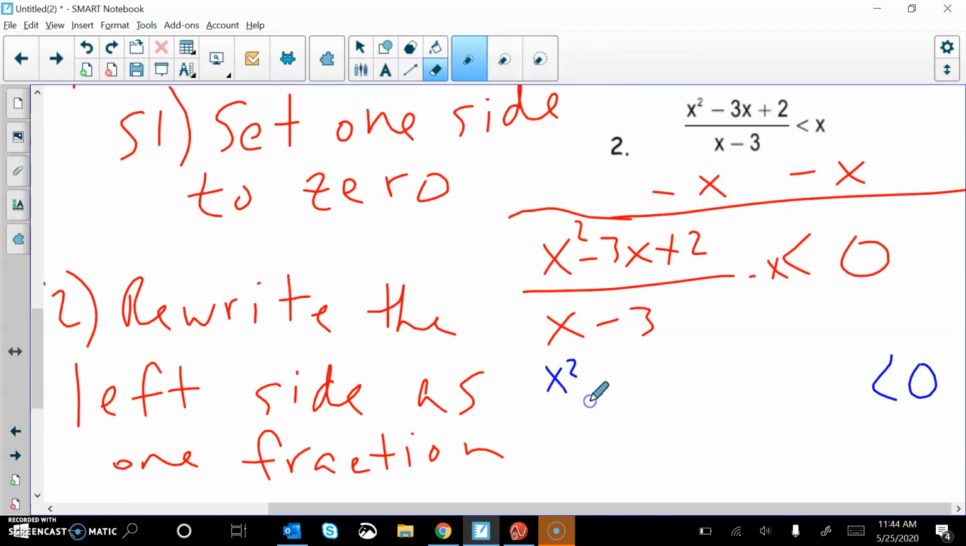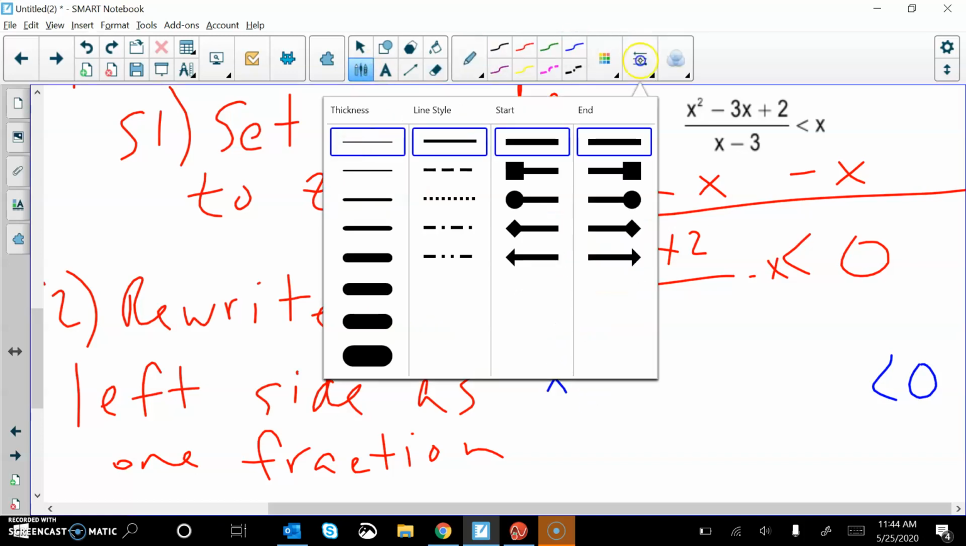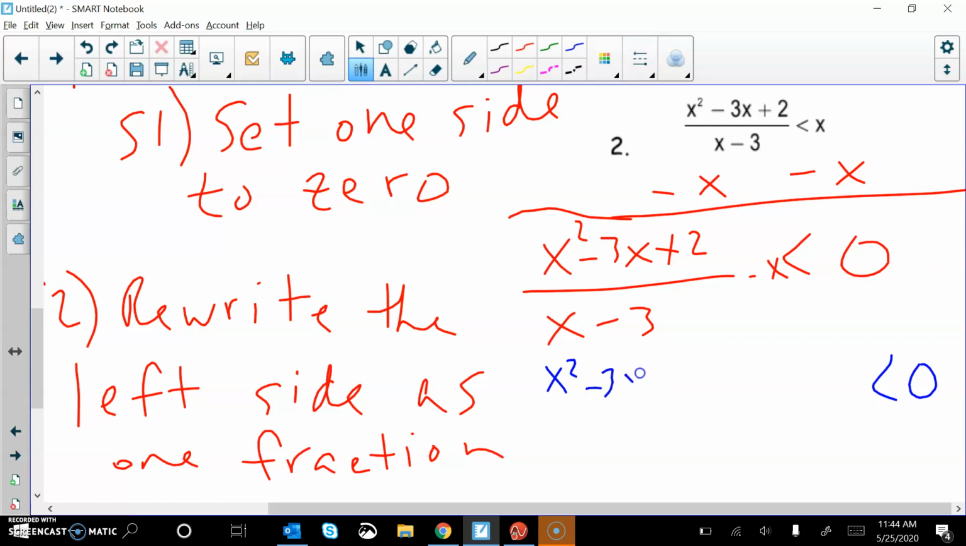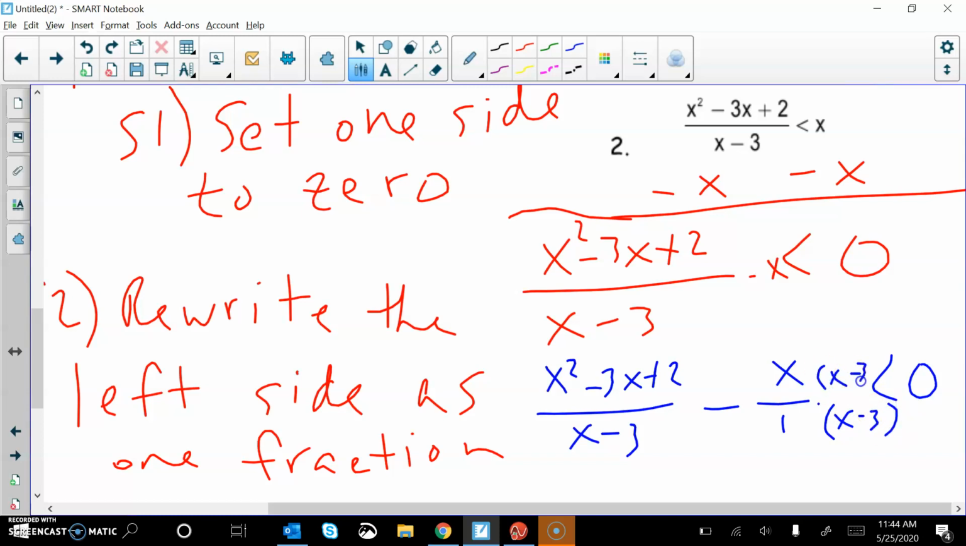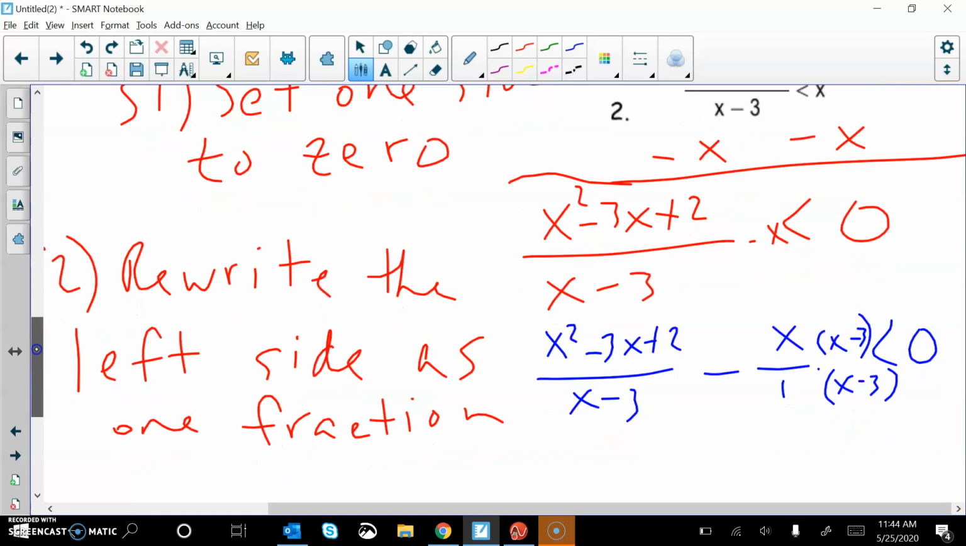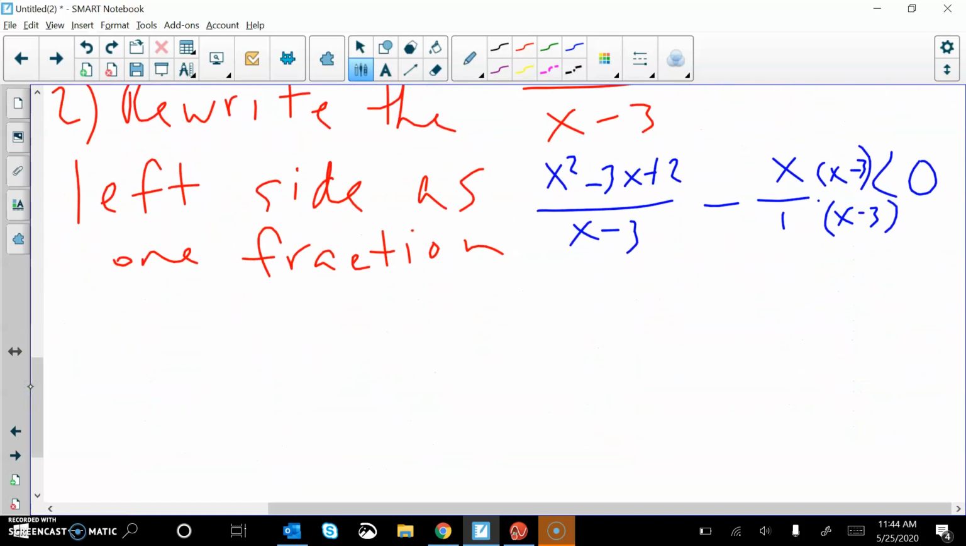minus, not plus, minus 3x plus 2 over x minus 3 minus x over 1. I need a common denominator, so let's go ahead and multiply by x minus 3. All right, common denominator is x minus 3. I'm going to put that fraction together.